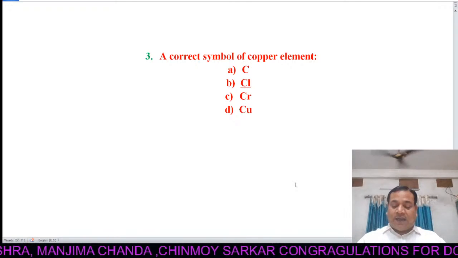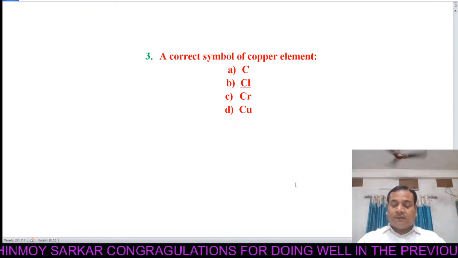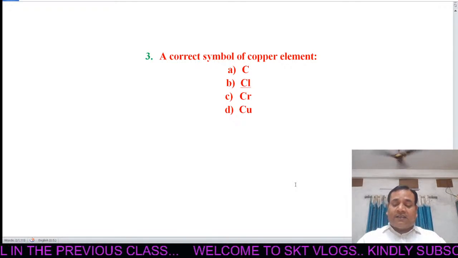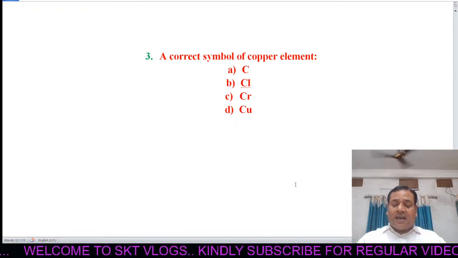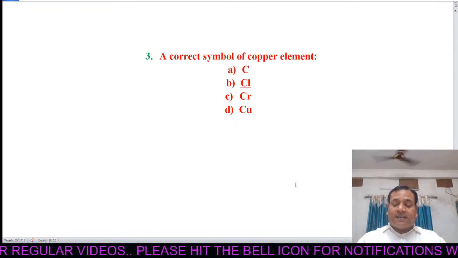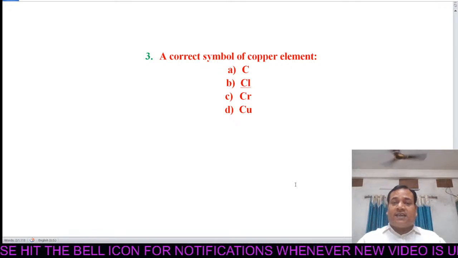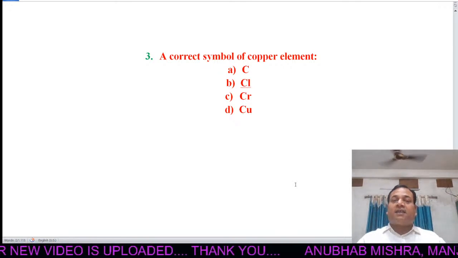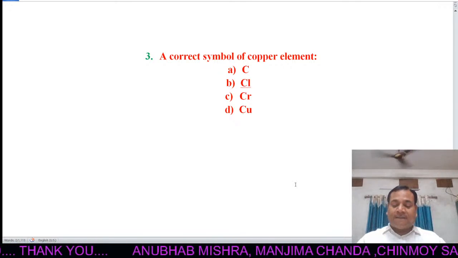No, it's not 3B. 3D. Once again, Trisha Das. Really, Trisha Das is doing very well. Absolutely correct answer. Kusumita Ghosh also replied 3C. Correct answer. Upkar Chhatri, it's Cr. No, it's not Cr.